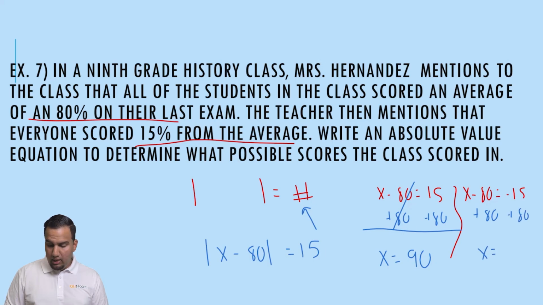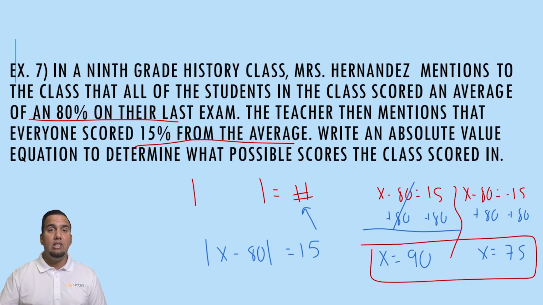X equals how much? Negative 15 plus 80. One is negative, so what do we do? You subtract. 80 minus 15 is 65. 80 is bigger, so it's going to be positive 65. What does this mean? That means my two scores are 65 and 95. What does that represent? My two values, my two solutions? It means that everyone scored between 65 and 95. And 80 is right in the middle, which is the average. And that's how you do it.